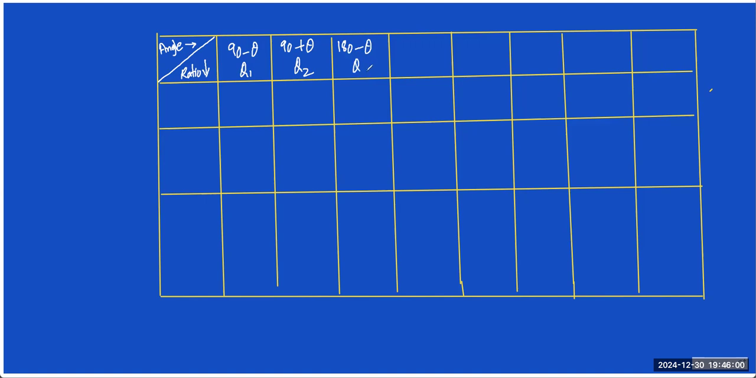180 plus theta means it is moving to the third quadrant. 270 minus theta means again it is in the third quadrant. 270 plus theta means it is moving to the fourth quadrant. 360 minus theta means again the fourth quadrant. And then 360 plus theta, so it comes to the fourth quadrant again. Now here the values are trigonometric values, sine theta, this is for cos theta, this is for tan theta.